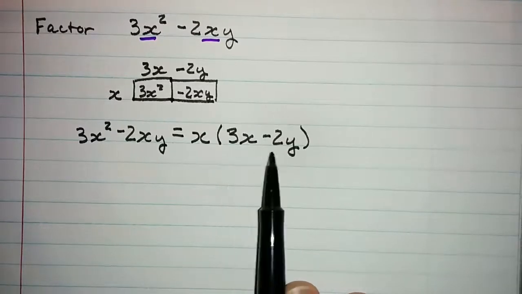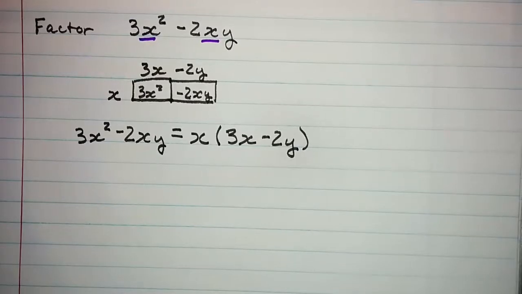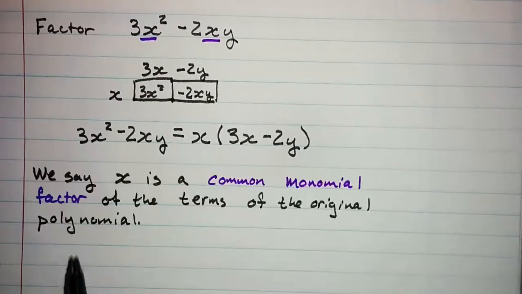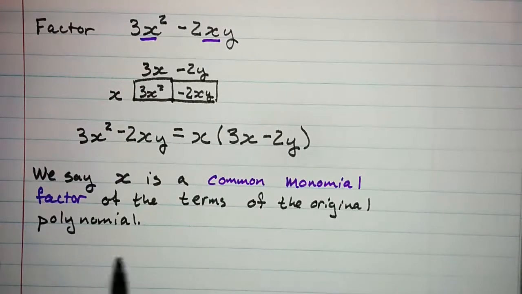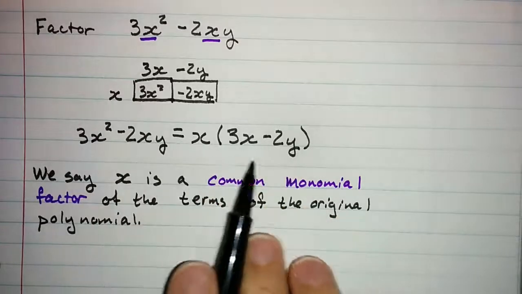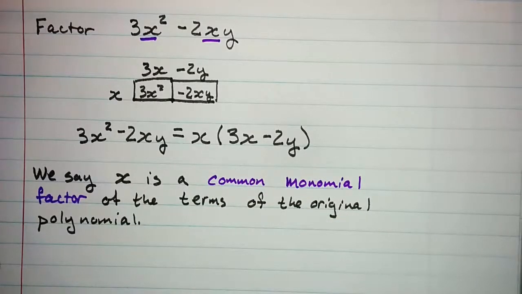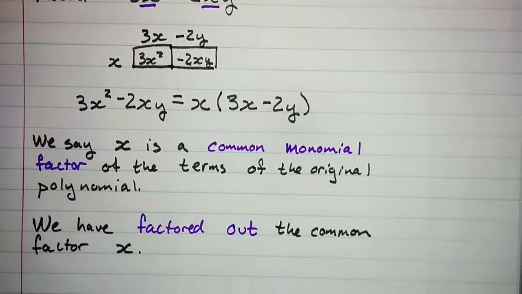And now looking at these terms, we see that they have nothing left in common. 3 and 2 are both prime numbers, so even that doesn't give us anything. How do we describe this situation? We say that x is a common monomial factor of the terms of the original polynomial. And in going from this expression to this expression, we say we have factored out the common factor x.